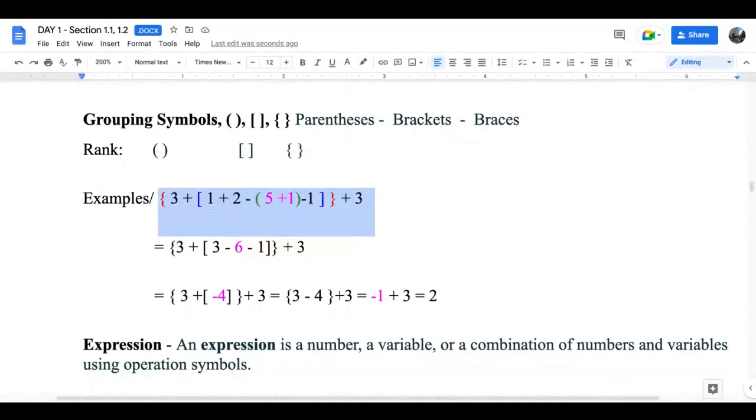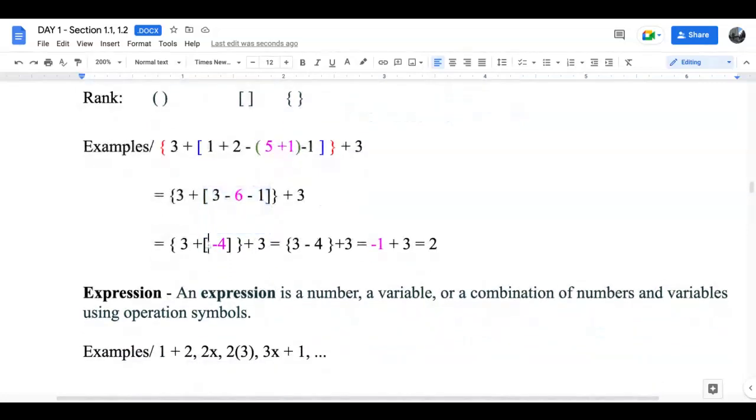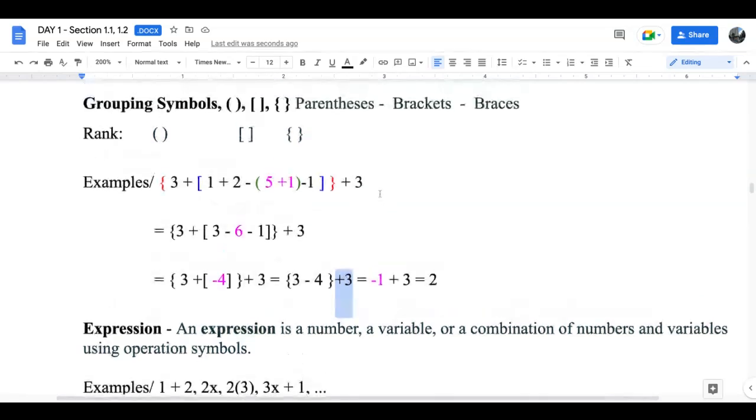So we have parentheses, brackets, and braces. When we calculate this, we follow the rank. We do the parentheses first, so 5 plus 1 is 6. Then we do the brackets second: 3 minus 6 minus 1, that's minus 4. Then lastly, we do the braces: 3 minus 4 is negative 1, plus 3 equals 2. And the 1 is not inside any grouping, so it has the lowest rank and we calculate it last. So we follow this order, this rank.